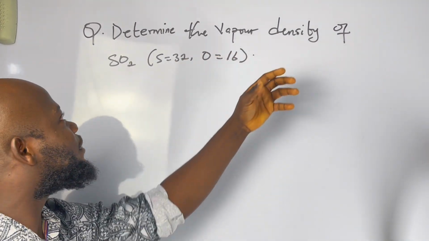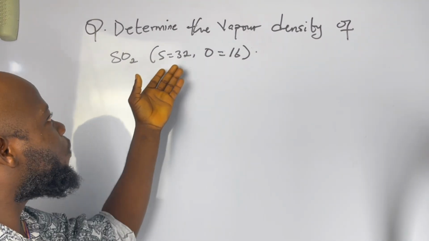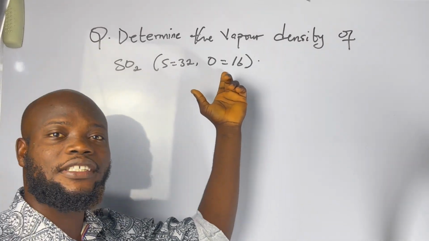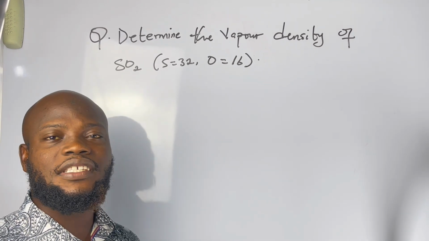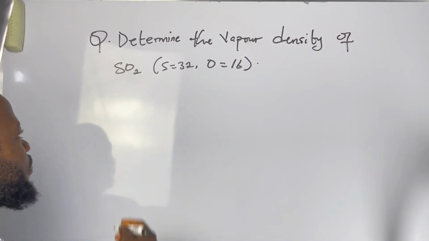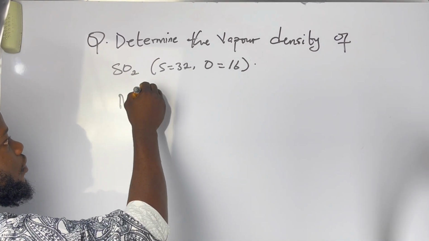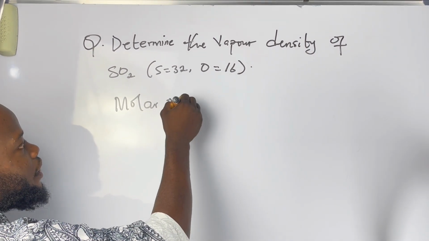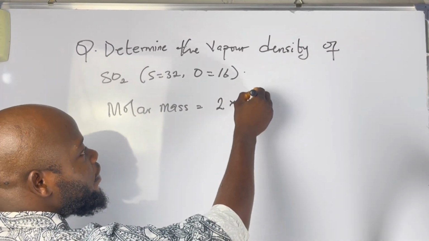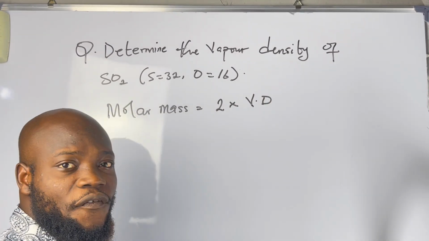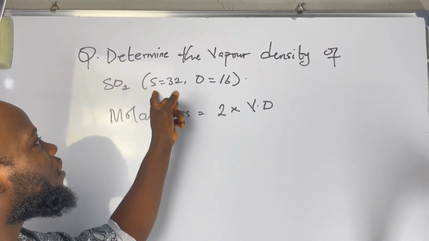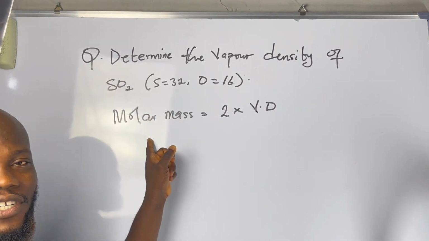Determine the vapor density of SO2 where the mass number for sulfur is 32 and the mass number for oxygen is 16. What is the formula for vapor density? How do you solve vapor density? All right, your molar mass is equal to 2 multiplied by VD. What is your VD? Our VD is vapor density. Now, what we are looking for here is the vapor density, not molar mass, okay?